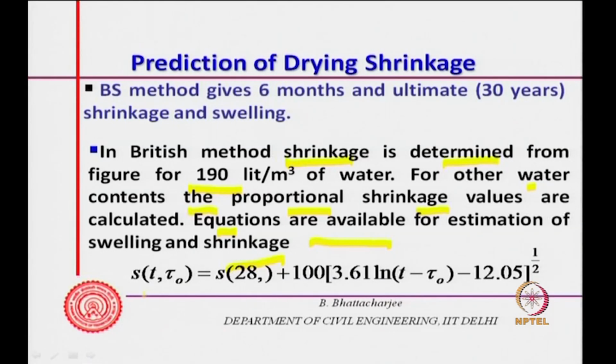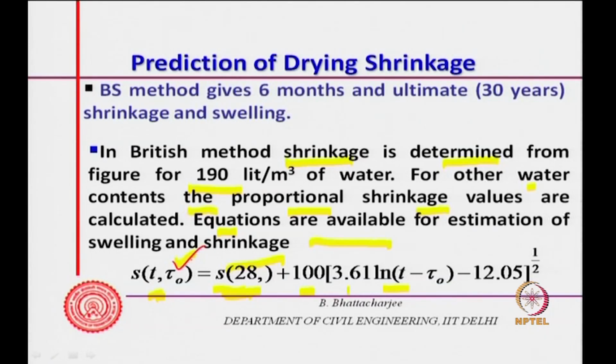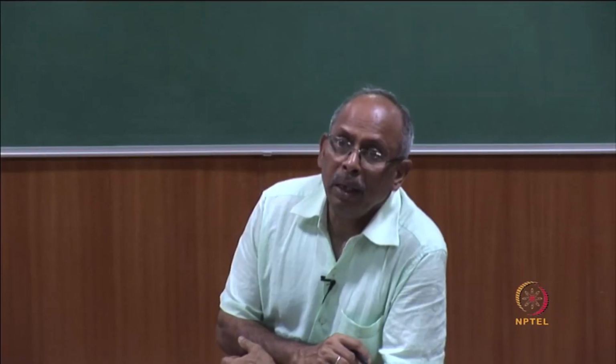So, their first formula is S_t, with drying starting at tau 0, is S_28 days times (t minus tau 0) divided by (3.61 ln(t minus tau 0) minus 12.05) to the power half. So, at any time you want to find out, with drying starting from this date, first you have to find out S_28 and then you can relate this. Now, S_28 can be obtained from 6 months or ultimate shrinkage by formulae which are available.